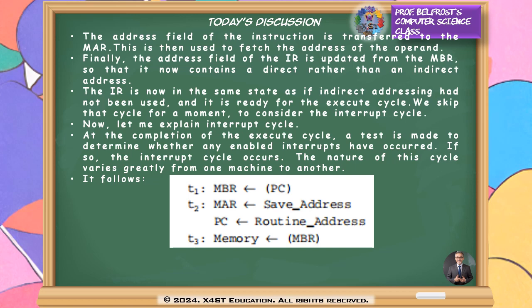So the address field of the instruction is transferred to the MAR. This is then used to fetch the address of the operand. Finally, the address field of the IR is updated from the MBR so that it can now contain a direct rather than indirect address. The IR is now in the same state as if indirect addressing had not been used, and it is ready for the execute cycle. We can skip that cycle for a moment to consider the interrupt cycle.